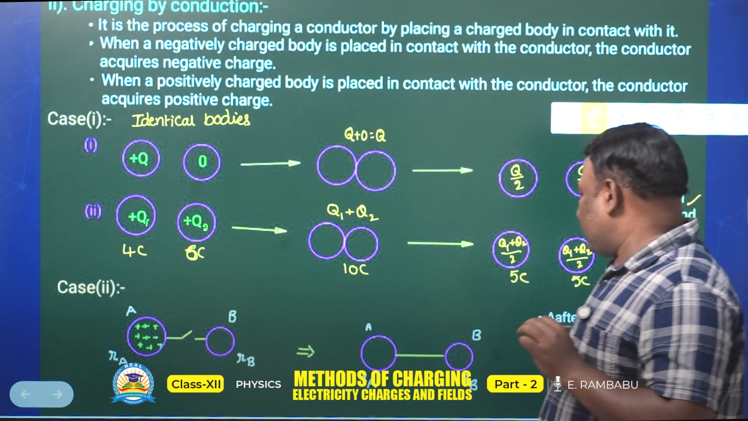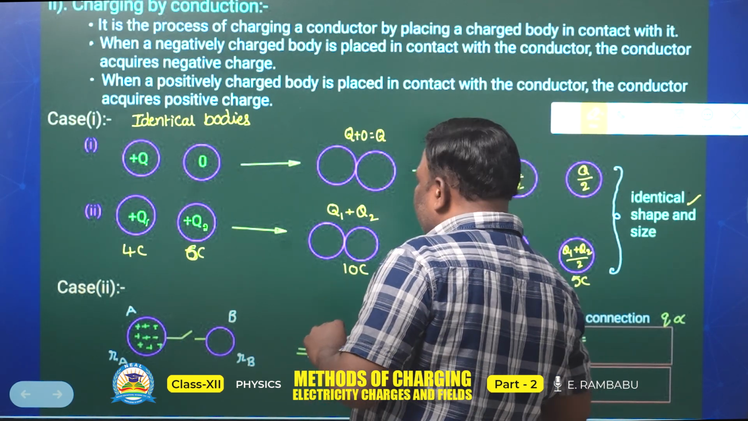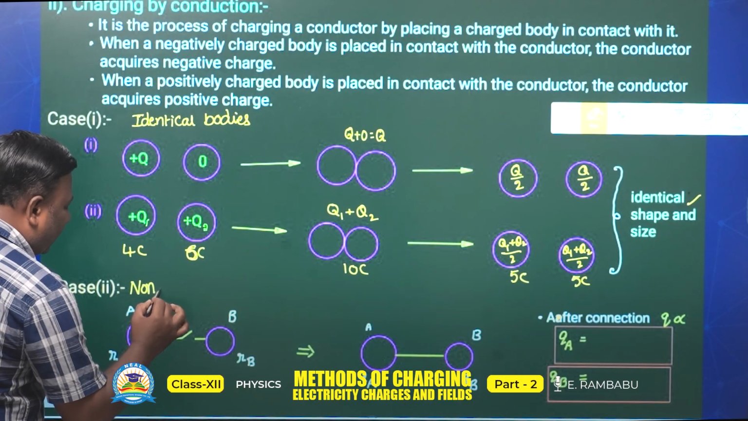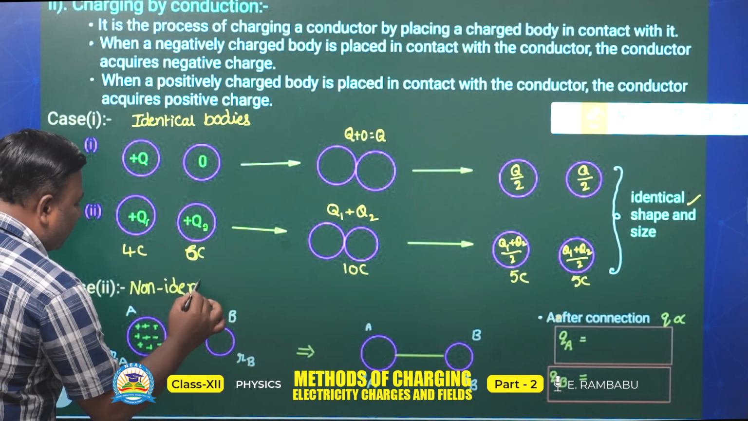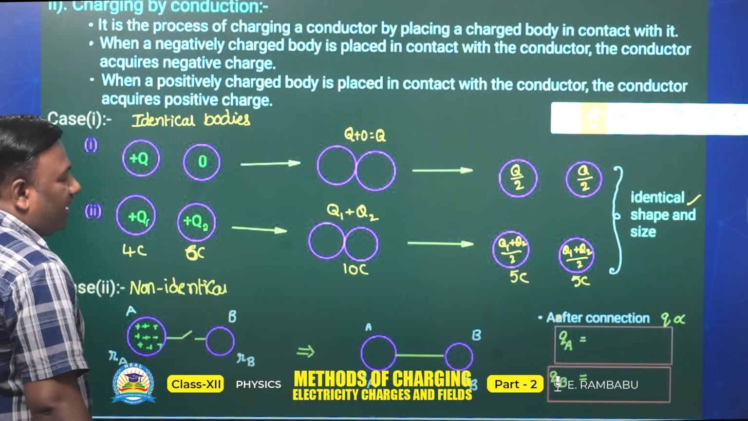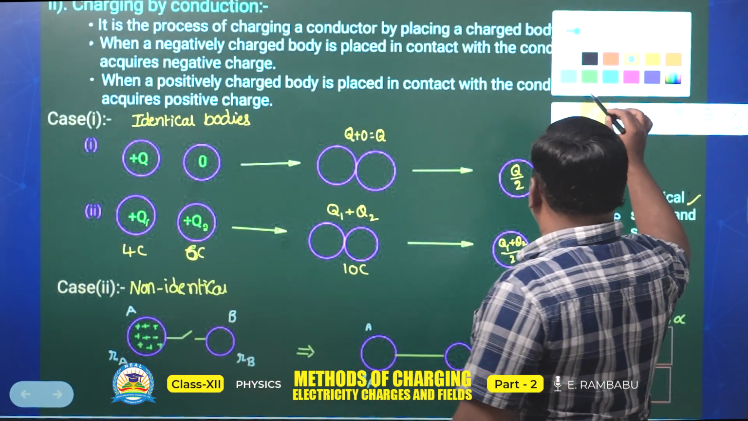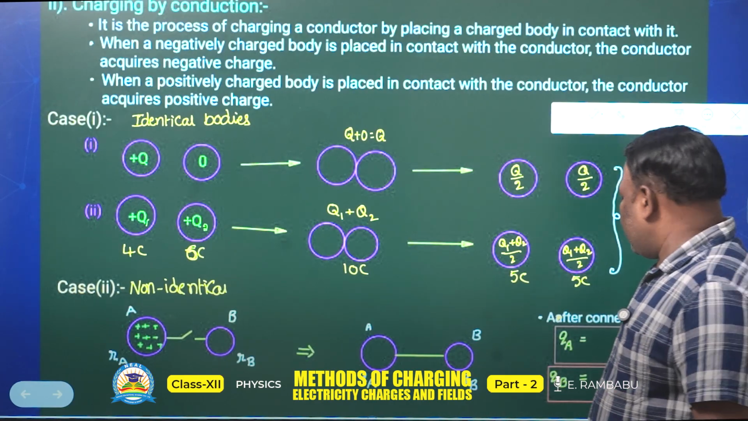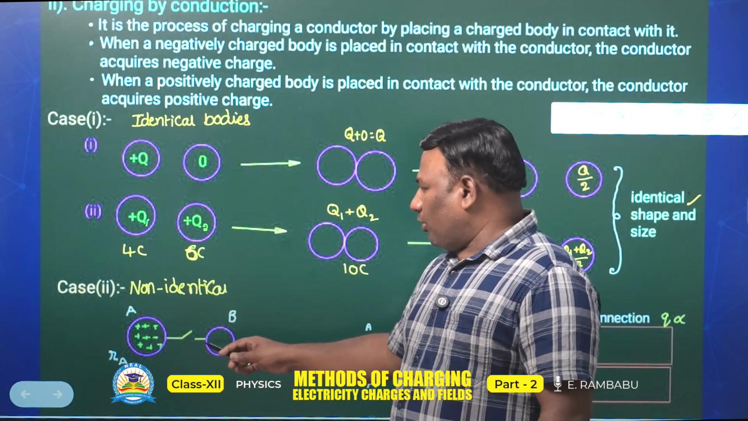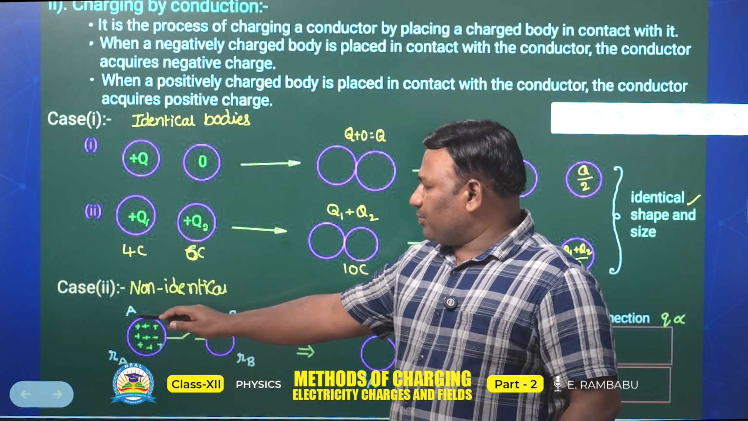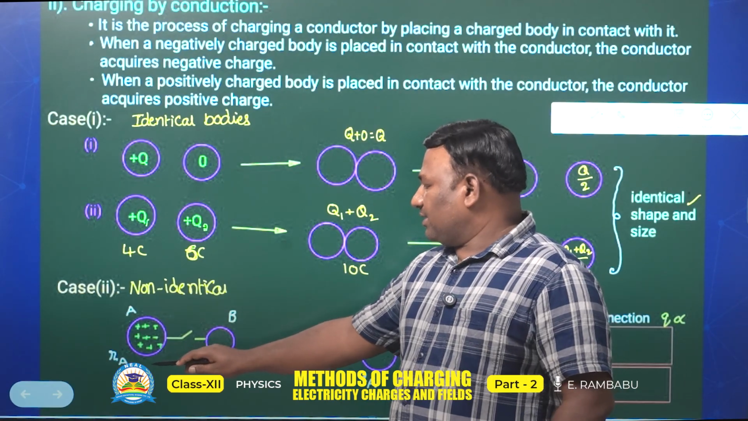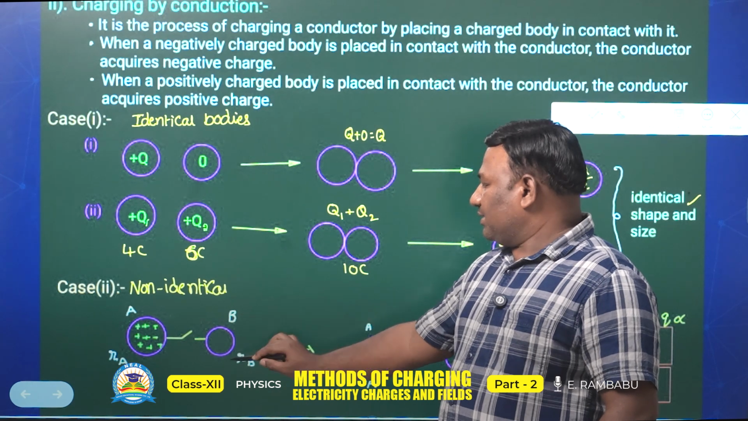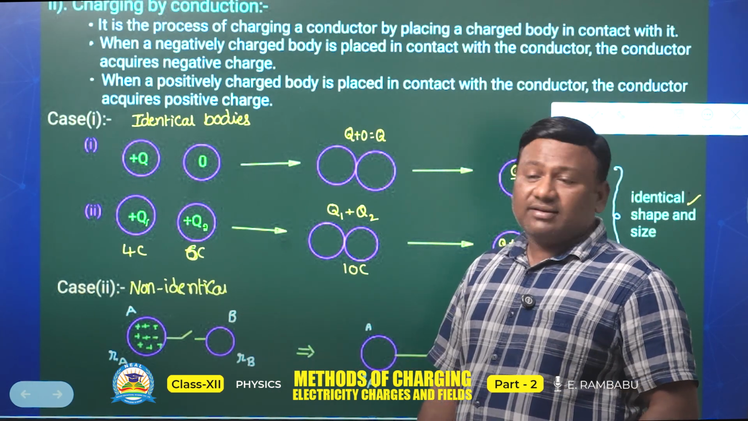Case 2 is also important. Here I am going to consider both bodies as non-identical bodies. Non-identical bodies are nothing but bodies whose shape and sizes are different. See here, I am going to consider two bodies. This is the first body A having charge, and its radius can be taken as RA, and the second body has radius RB.